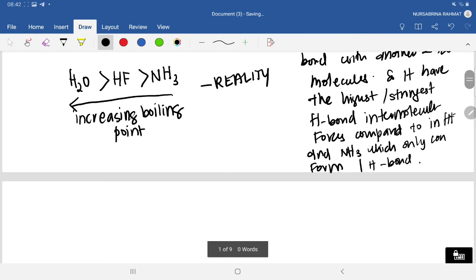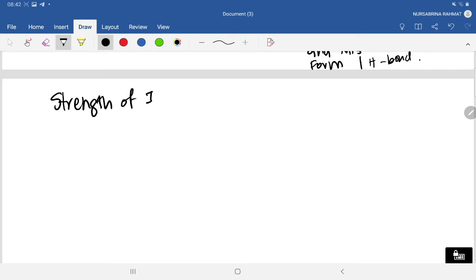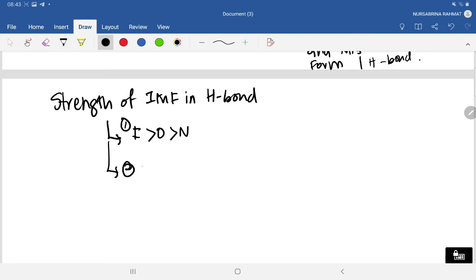So, the effect of hydrogen bond. Now I'm going to talk about the strength of IMF in H bond. It is affected first by whether the atom is fluorine, oxygen, or nitrogen, which one is the most electronegative, and secondly by the number of H bonds it can form.